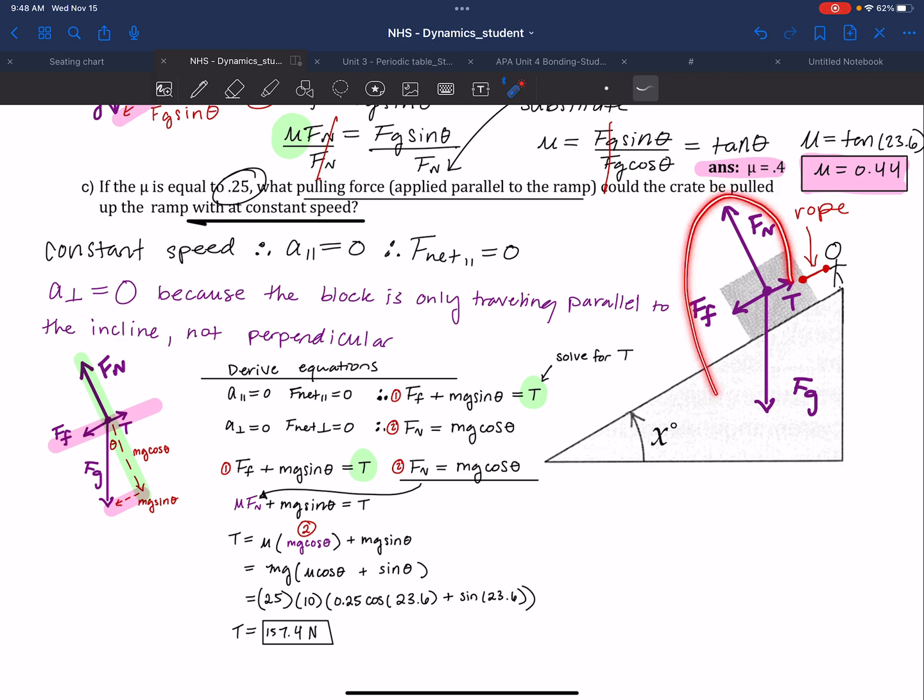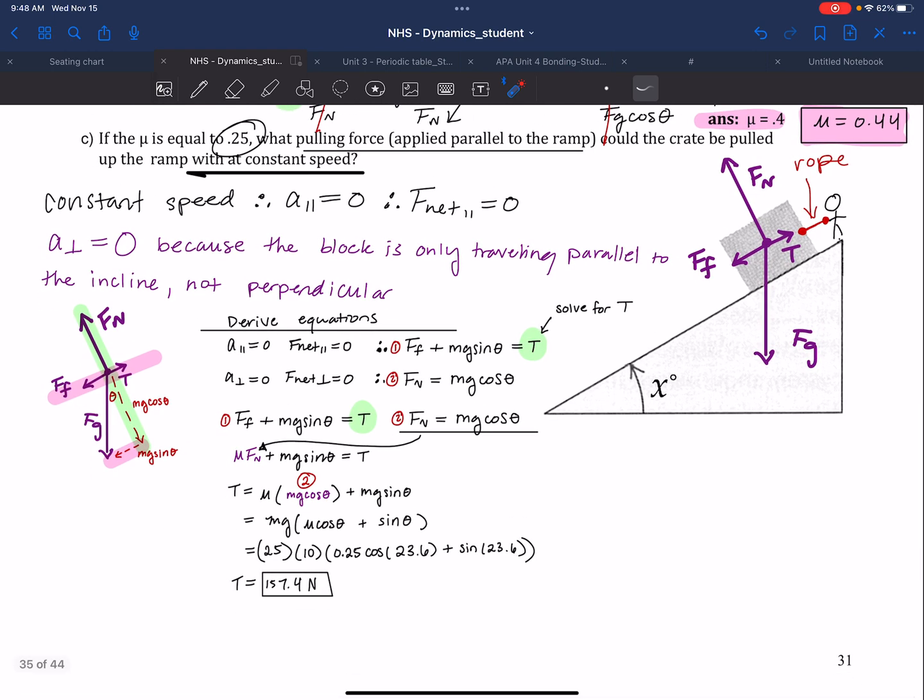So this is my free body diagram before it's been broken down. So now we break it down. Okay, we know that if we want a constant speed, then my acceleration parallel is going to be 0, which means my F net parallel is 0. We also know that acceleration perpendicular is also 0 because the block is only traveling parallel to the incline and not perpendicular. So if I derive my equations, my top is equal to the bottom in green. My left is equal to the right. So that's what we see here.